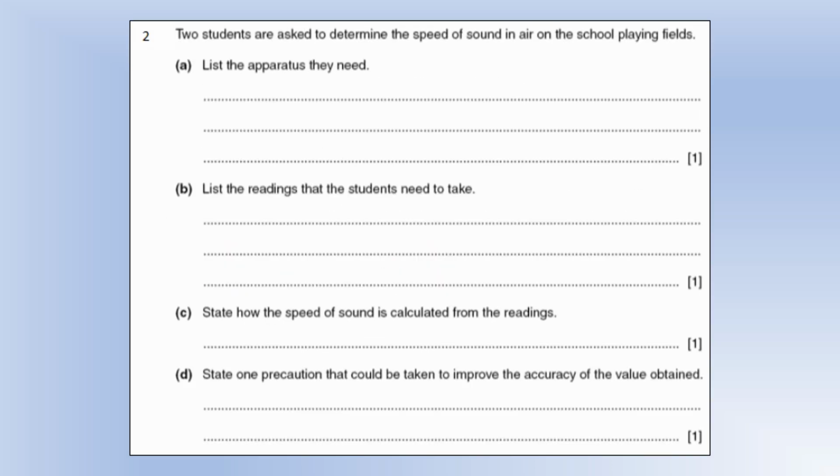So 2 students are asked to determine the speed of sound in air on the school playing fields. List the apparatus that they need. So when we want to measure the speed of sound, we can use a reflection method, which is a bit complicated, or we can use the difference between the speed of light and the speed of sound, which is much easier to do. So we need some sort of noise making equipment, maybe cymbals, maybe a starter pistol, anything like that. We need a tape measure to measure a distance, and we need a stopwatch to measure a time, and that's all you actually need.